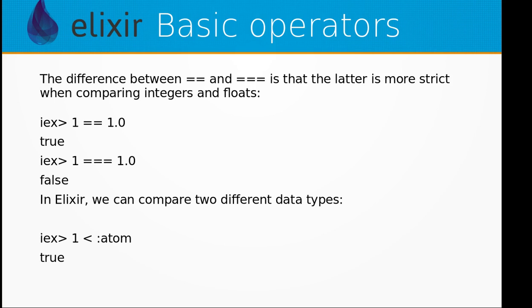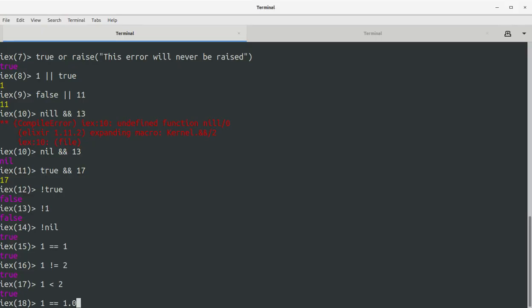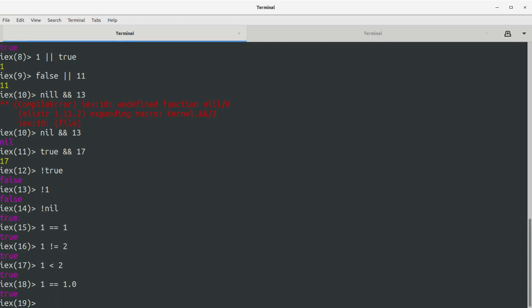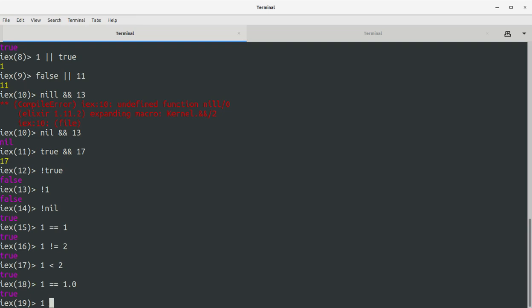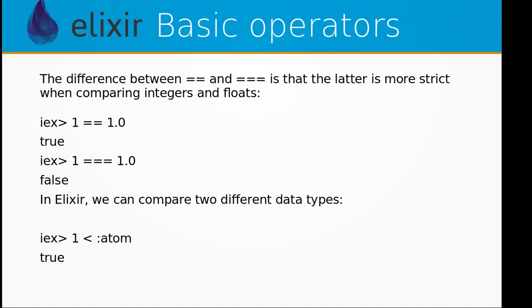The difference between double equal and triple equal is that the latter is more strict when comparing integers and floats. So if I type in 1 equals 1.0, you can see that on the left hand side we have an integer and on the right hand side we have a float. But this will evaluate to true because it is not a strict comparison. We are not comparing the types. But if I use triple equal, it will give me false because it is a strict comparison.